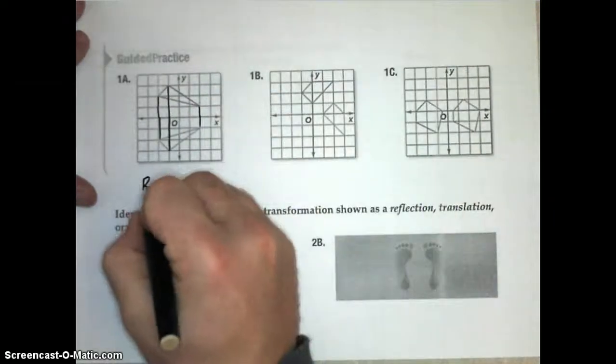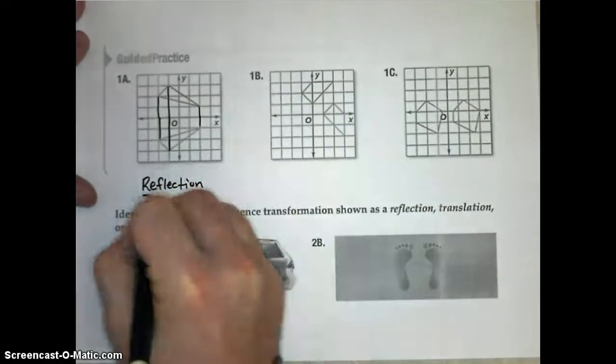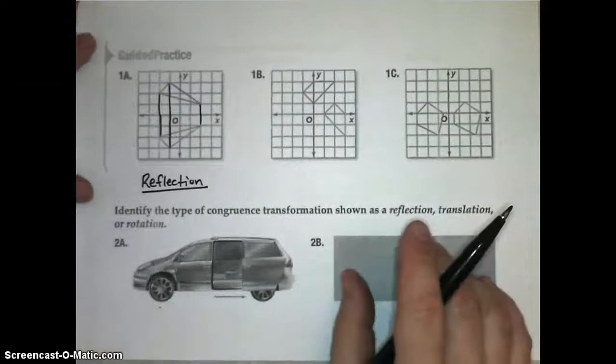This is a reflection. And it is reflected over the x-axis. The x-axis is your line of reflection.